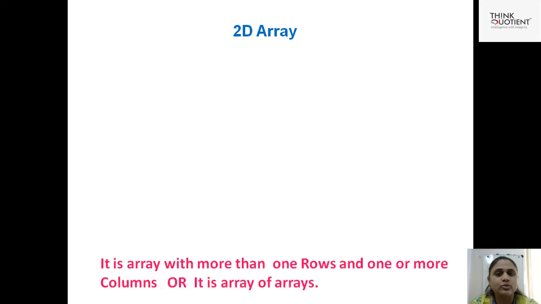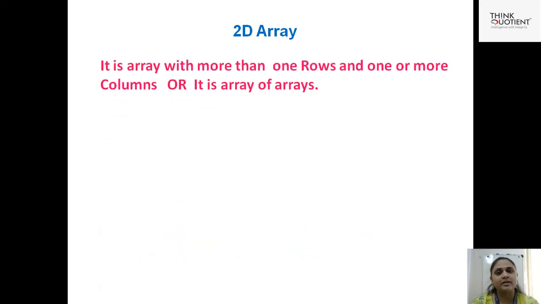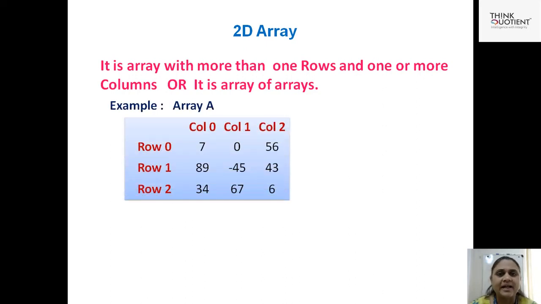So what is exactly two-dimensional array? It is an array which can have more than one rows and one or more columns, or in other words we can say it is array of arrays. Let's see this example here. Consider this is array A. Now here you are able to see your data arrangement, or these array elements are arranged in number of rows and number of columns. So how many rows you are able to see in this arrangement? That is 3 rows and 3 columns. So we can say this is an array of 3 by 3.